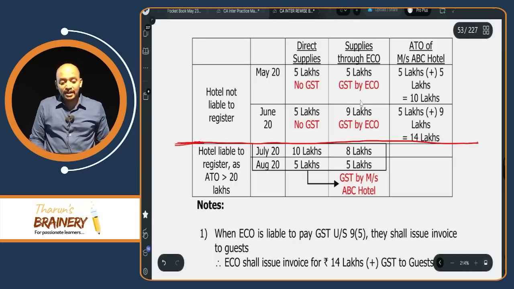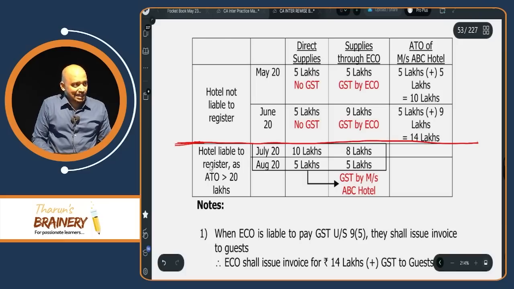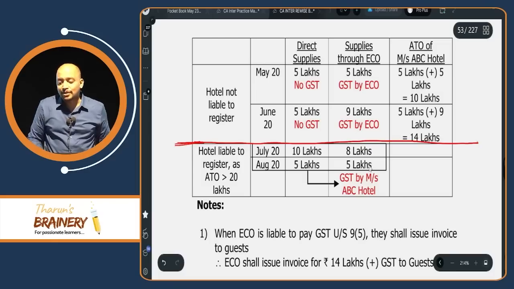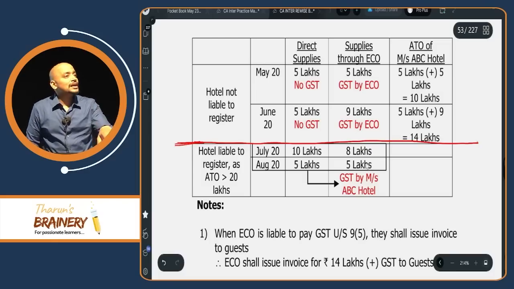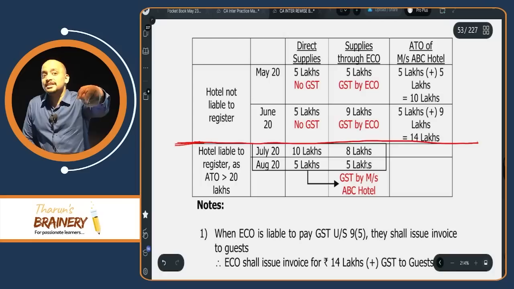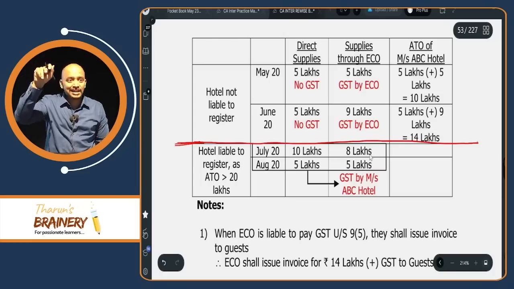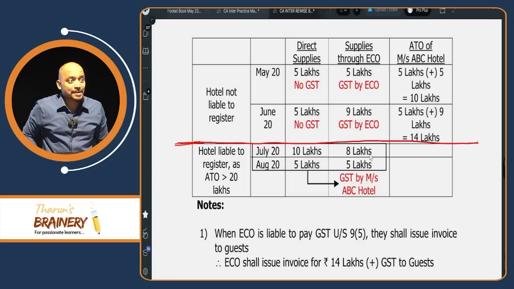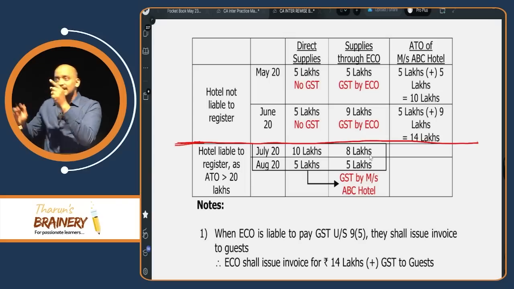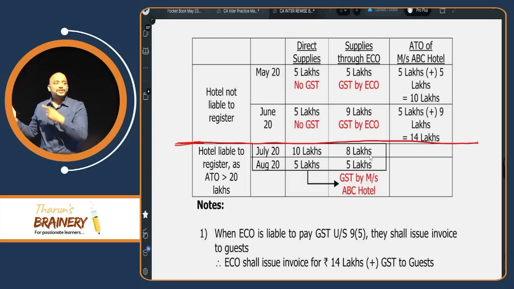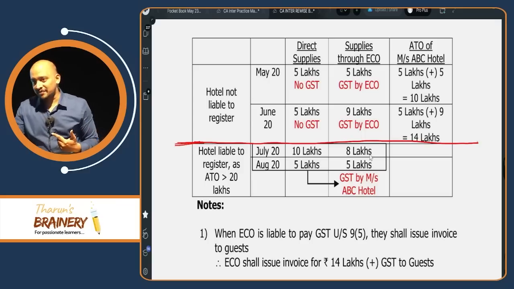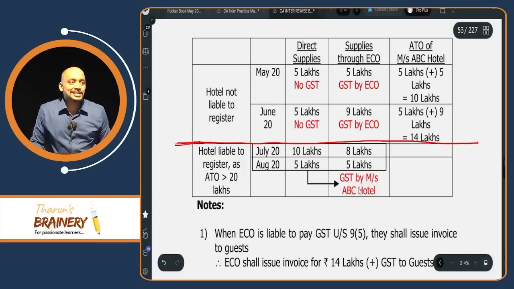The e-commerce operator will pay. Once they are liable to get registered, on direct supplies, who will pay? Supplier. On supply through the e-commerce operator, who will pay? Supplier only. Why? Because it is what service? Accommodation service. Accommodation service H&A. So, in case of accommodation service, the supplier should be unregistered. Here the supplier is getting registered. So, which means it is no more a notified service. So the liability to pay GST is on the supplier.